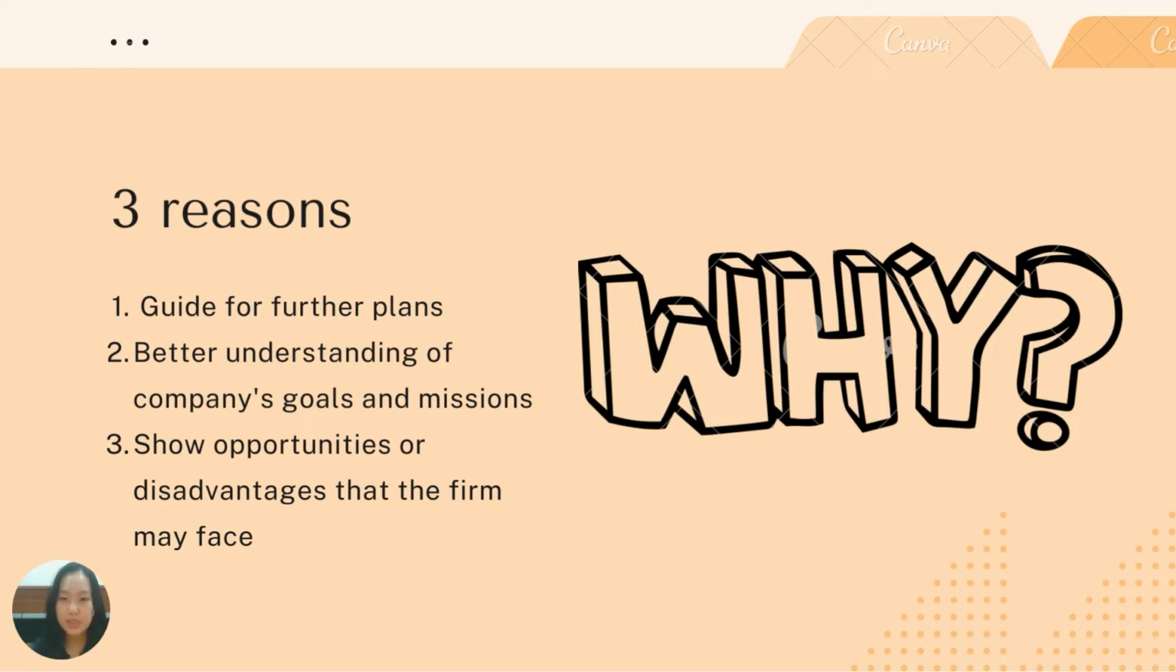There are three main reasons why a company may need strategic planning. First of all, this type of plan serves as a guide for further plans. Secondly, employees may understand the company goals and missions better if we have a process of strategic planning. And lastly, by having this process, an organization may know the opportunities and disadvantages that it may face in the near future.